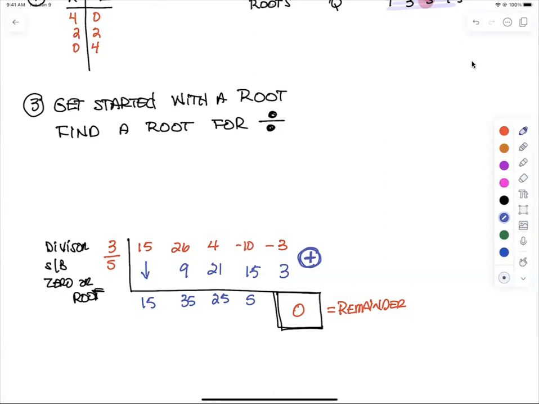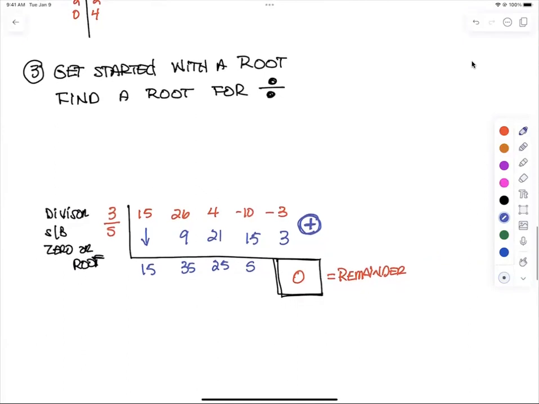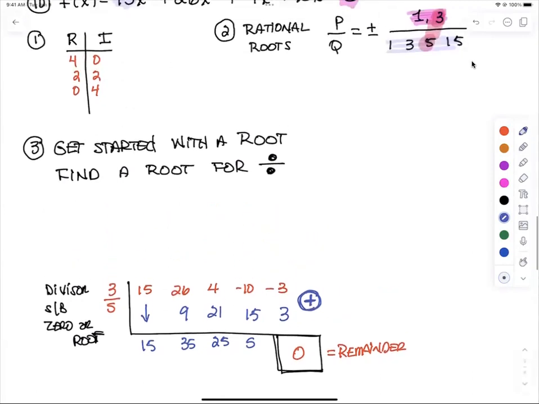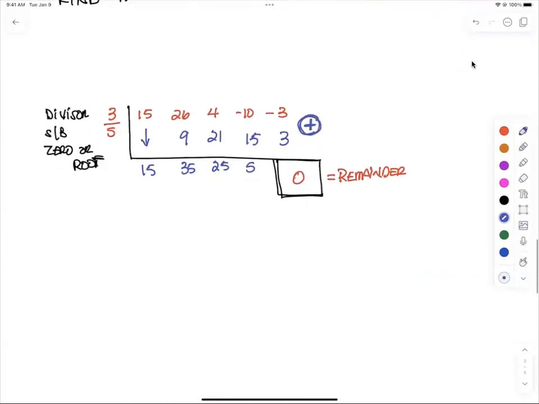Now, you can cheat and use your calculator, but you're still responsible for the skill. So just let the calculator be a support tool. Don't rely on it to answer all of the questions, because you do have to understand the skill itself, the theory behind it. Now, the reason I did this, I'm starting with a degree 4. This is going to give me a degree 3.